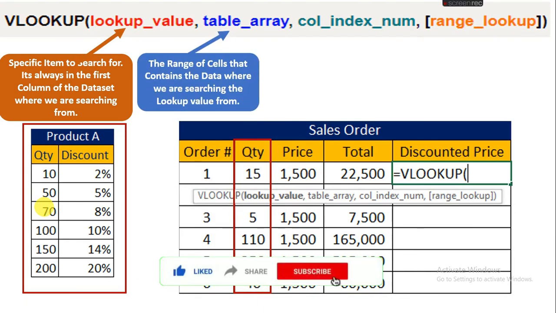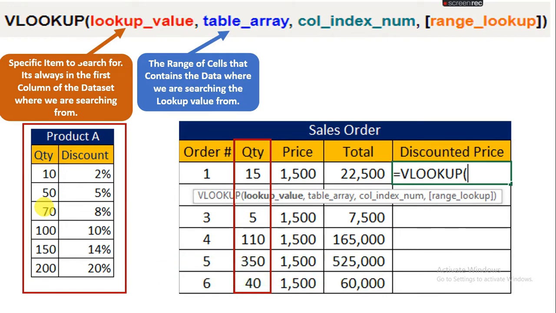The second argument is always the table array, and the table array is the range of cells that contains the data where we are actually searching the lookup value from. In this particular example, this is the table that contains our data that we are searching, and therefore this will be called the table array.